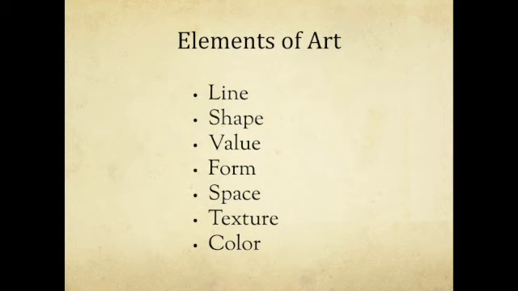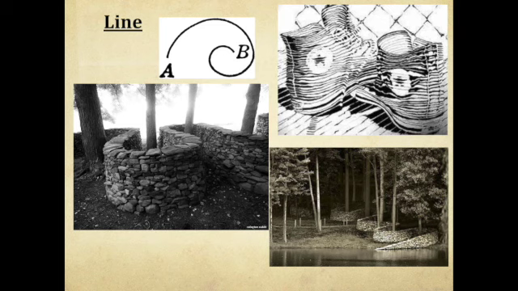Here are the elements of art: line, shape, value, form, space, texture, and color. These are simple words that you've known for a very long time and probably have a good understanding of what they mean in general. But when you look at artwork and you try to explain them, sometimes it gets a little bit more difficult. So we'll take a look at each one.